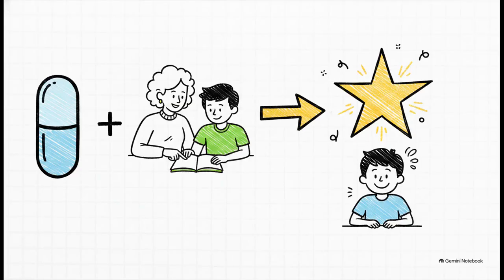So what do we actually do about it? Well, the clinical data points to a very clear path. Stimulant medications are highly effective for managing those core symptoms. However, combining those meds with dedicated classroom behavioral interventions almost always outperforms either method on its own.